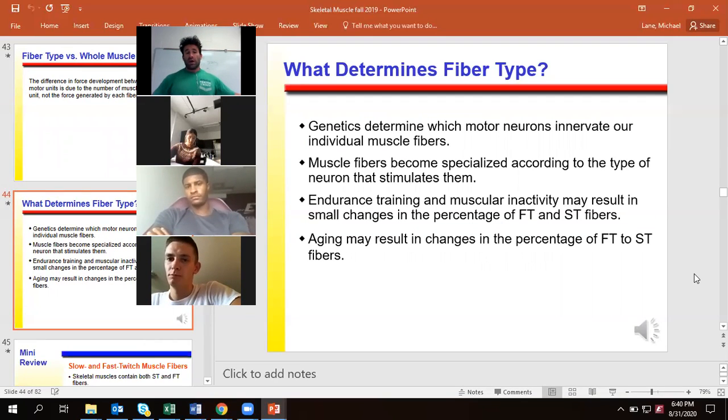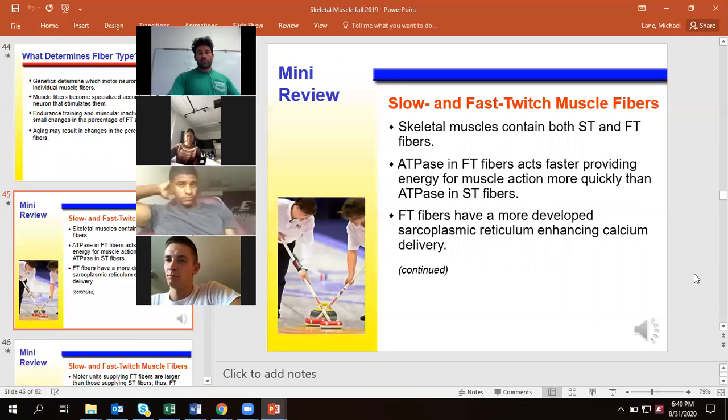Unfortunately, as you get older, your type 2 fibers tend to decrease at a faster rate than your type 1. That's going to be due to some arguments with oxidative stress, which in turn is going to cause what's referred to as sarcopenia, which is effectively age-related muscle loss.